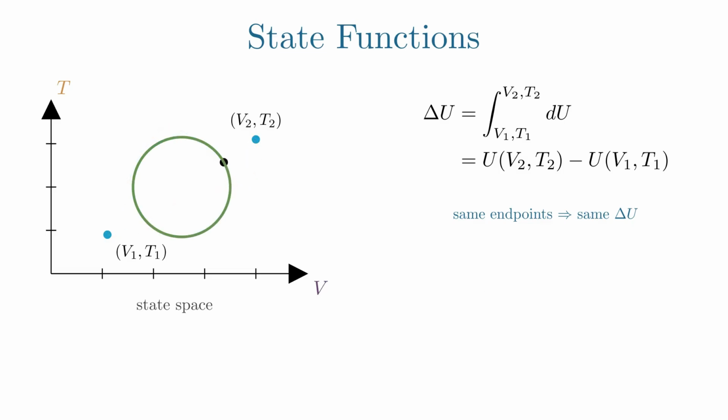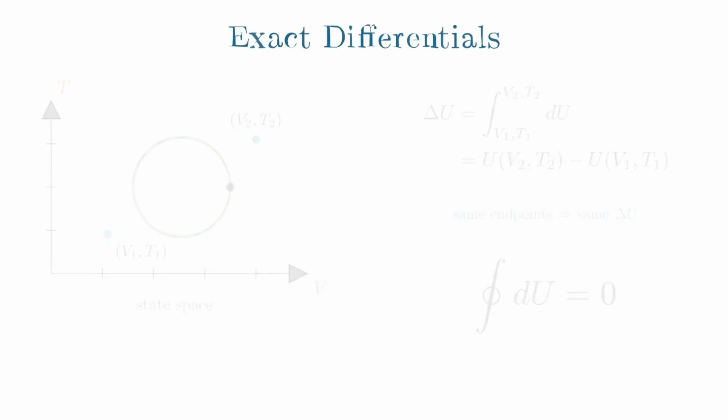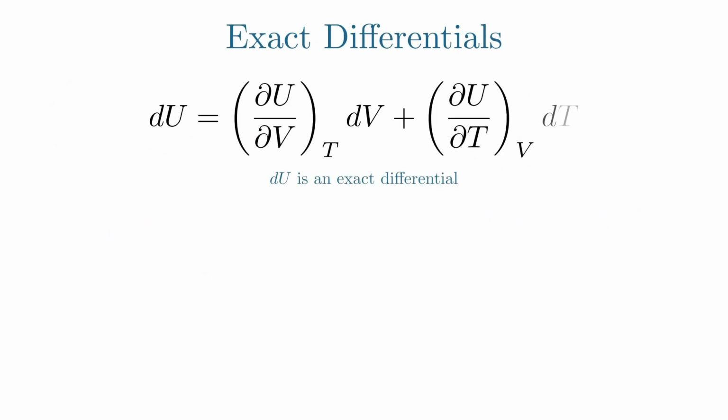It follows immediately that the integral over dU equals 0, where the circle on the integral sign indicates integration around a closed path. After returning to the initial state, the internal energy must return to its initial value. The quantity dU is therefore called an exact differential.